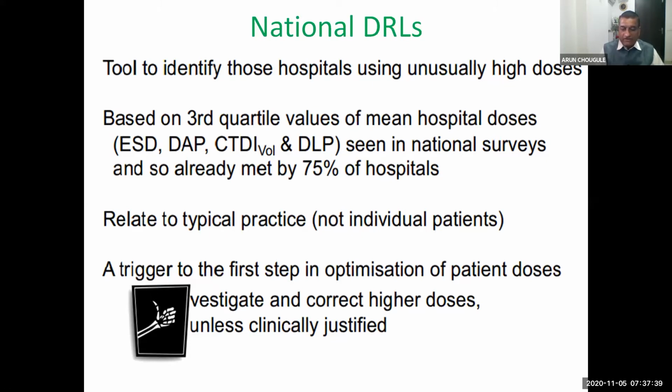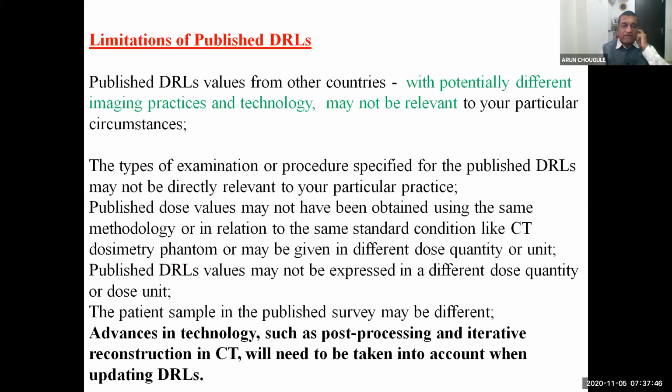Relate to typical practice, not individual patient. They are broad, not for an individual patient. So, limitation of published DRL. Now you will say, why should I measure, or should I have a local DRL or my national or regional? There are published values available in the literature. I can pick up and I can get those things.